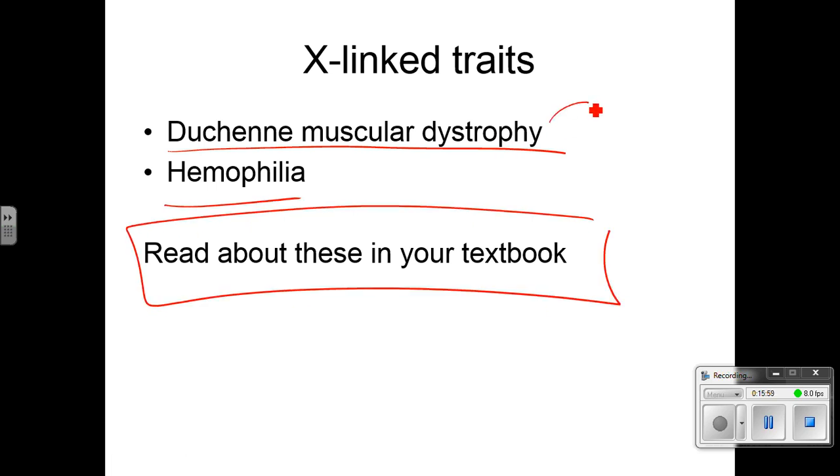Duchenne muscular dystrophy has to deal with the loss of muscle and the ability to basically control your body movements because you don't have muscle tone. The muscle fibers break down, and then hemophilia is a blood clotting disorder, and so they tend to bleed to death. They have to have a lot of blood transfusions. Little bumps that wouldn't hurt you if you bumped against the table can cause internal bleeding in somebody that has hemophilia because they don't clot. A small paper cut can be a problem. So read about those in your textbook.